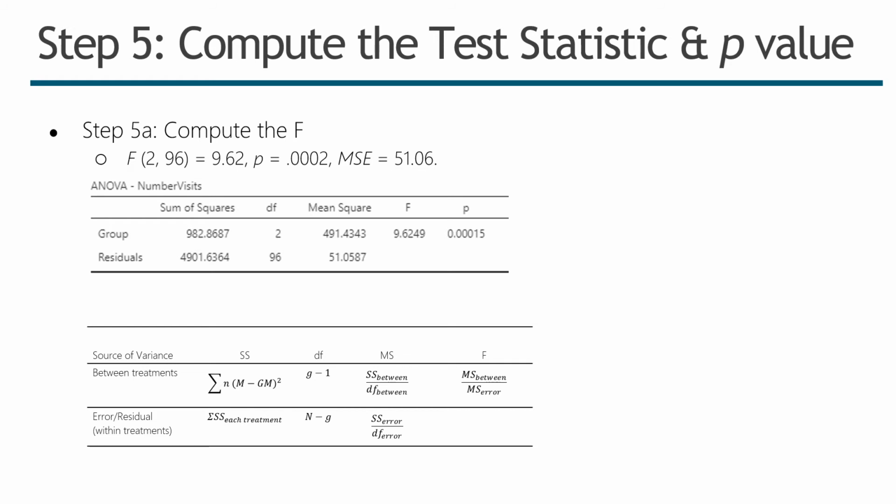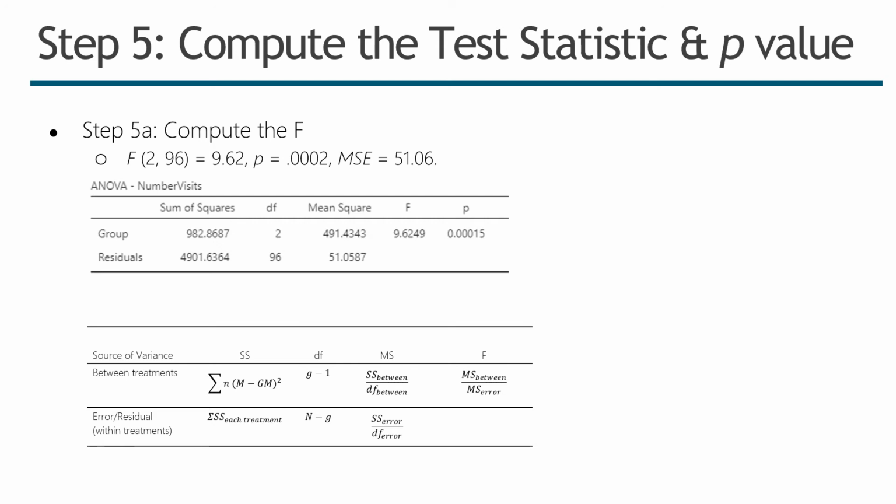Now, between treatment variability in this software is labeled as group, and then the within treatment or error variability is labeled as residuals. Okay. The F is the ratio of the variability between to variability within, and that F value generates a p-value. We're not going to focus on computing the statistics right now by hand, but if you're interested, the formulas are listed there below so you can see the interrelationships between the numbers in the table. So in this case, our F is 9.62 with a p of 0.0002.